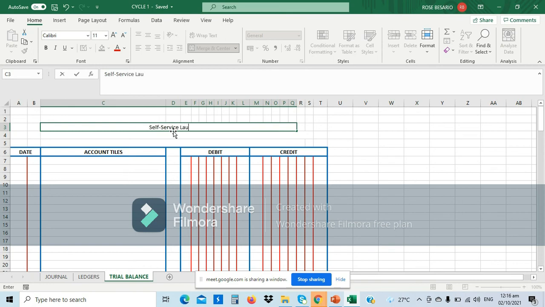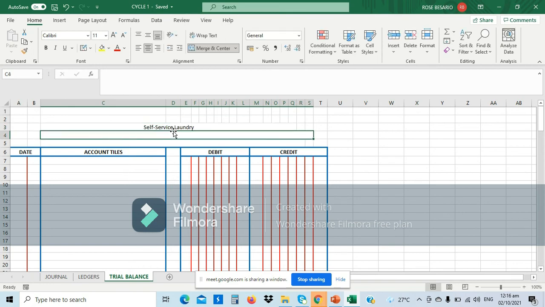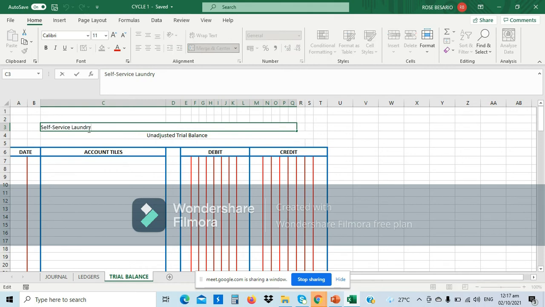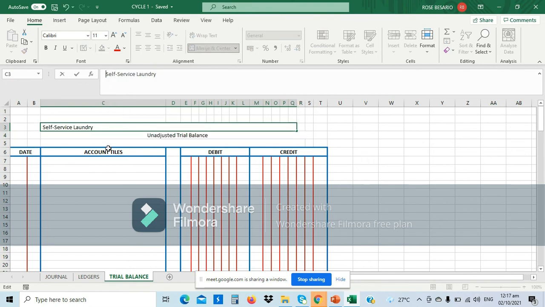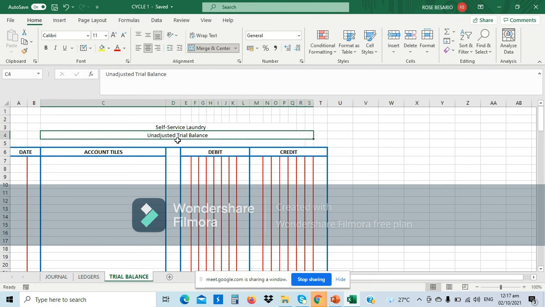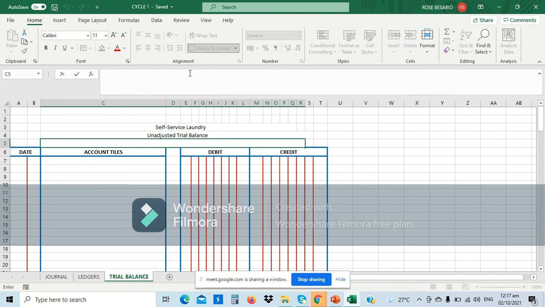Self-service laundry. Then this is the unadjusted and adjusted trial balance, as of May 31, 2018.